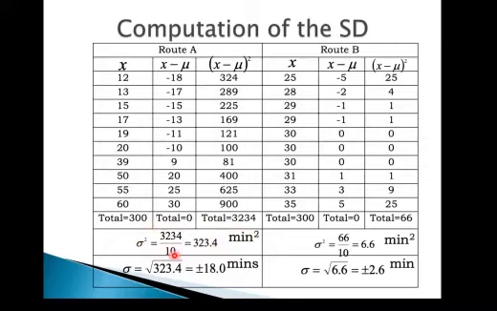This is called the variance, and it is denoted as sigma squared. And the variance for route B is 6.6 minutes squared. And then if we get the square root of the variance, we have the standard deviation equal to 18 minutes, denoted as sigma for route A, and then 2.6 standard deviation for route B, denoted as sigma for route B.